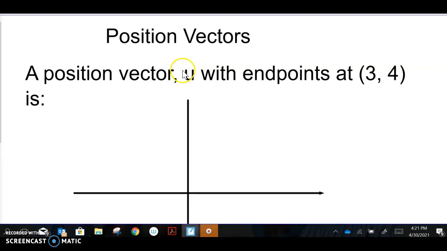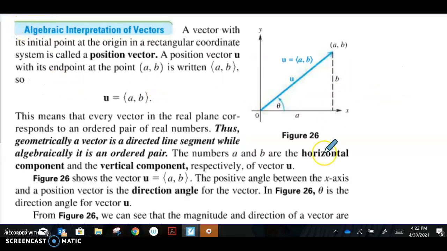A position vector with endpoints at (3, 4) is simply the line segment that goes from the origin to the point (3, 4). This is a position vector U. It has endpoints at (3, 4). You start at the origin and draw your arrow so that it ends at this point. The notation is a little different: instead of parentheses, they use these little angle symbols. So this is vector U.